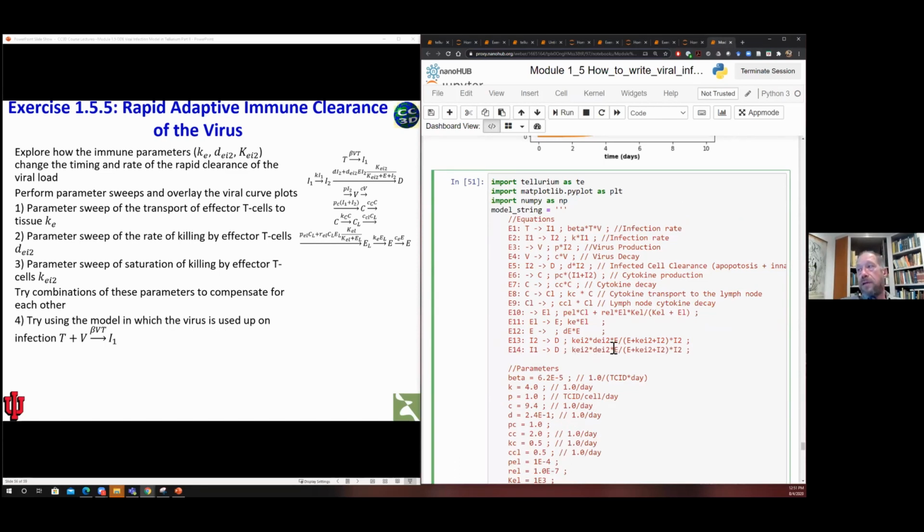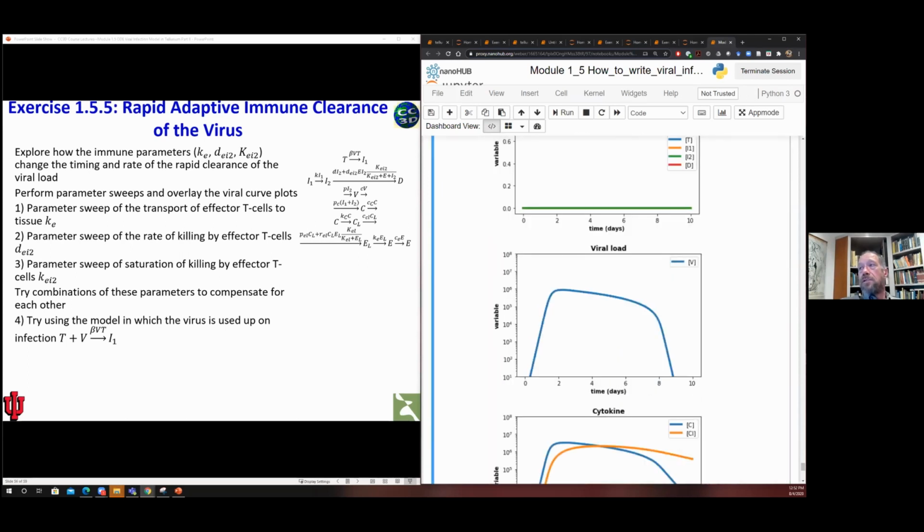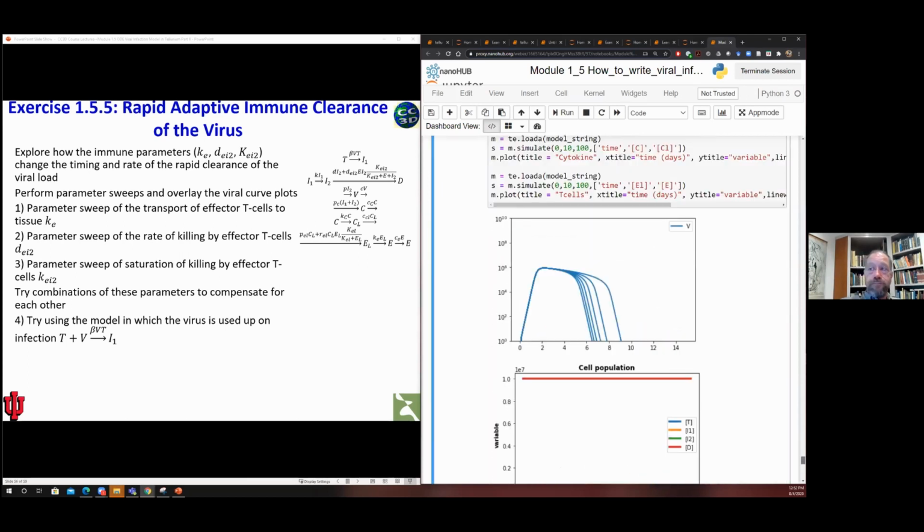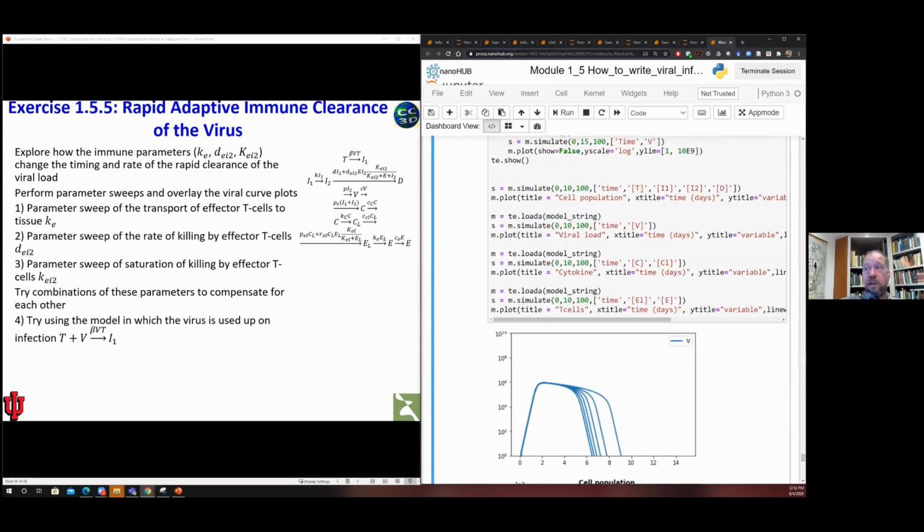If we have the immune cells killing the I1s as well as the I2s, it looks like that. I don't see any change in the result. Basically, it's because the I1 cells last a very short amount of time around day 2. They're all gone by day 4 when the immune system starts kicking in.